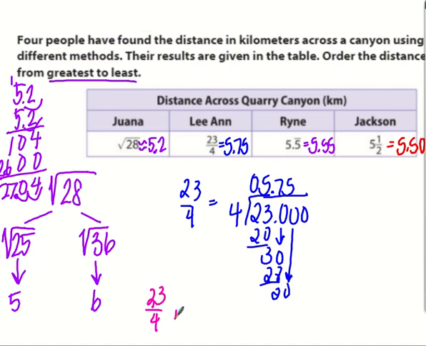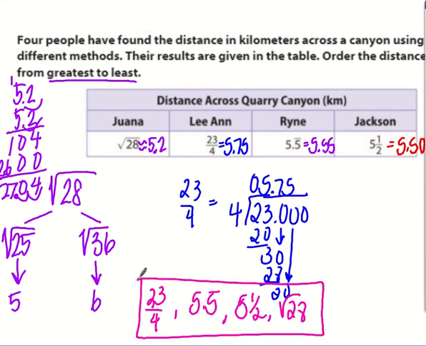What's the next one? 5.5 repeating. Perfect. Then 5.5, the mixed number. Perfect. And square root of 28. You just saw in the last example it said least to greatest, and this example says greatest to least, so please don't fall into that trap.